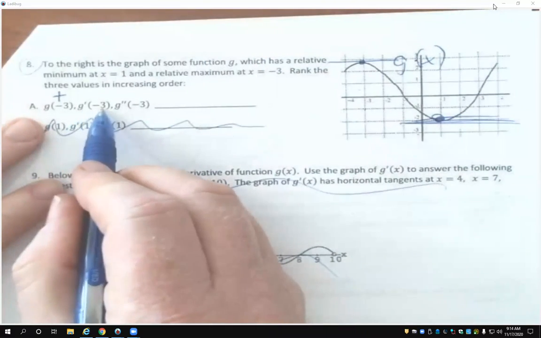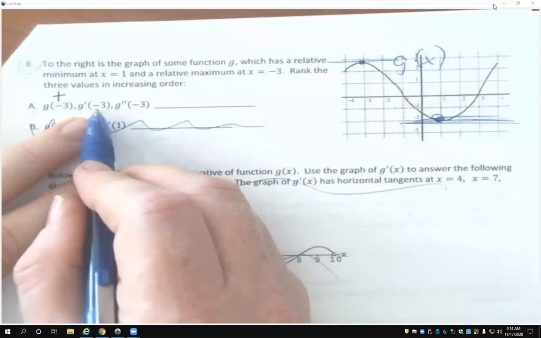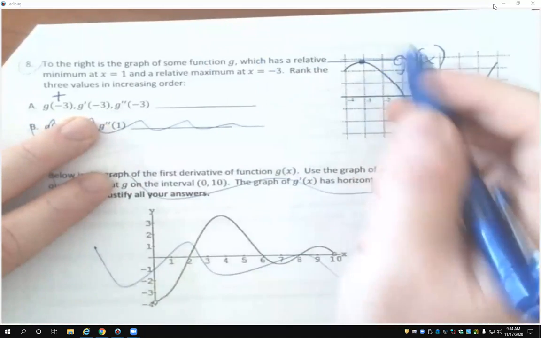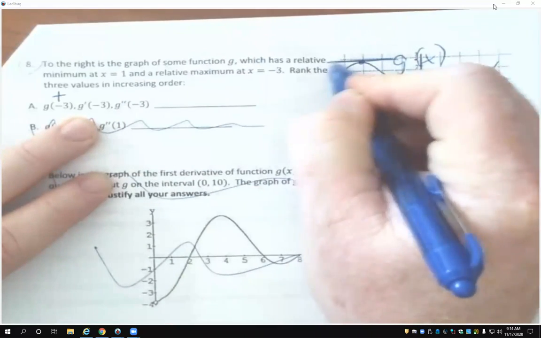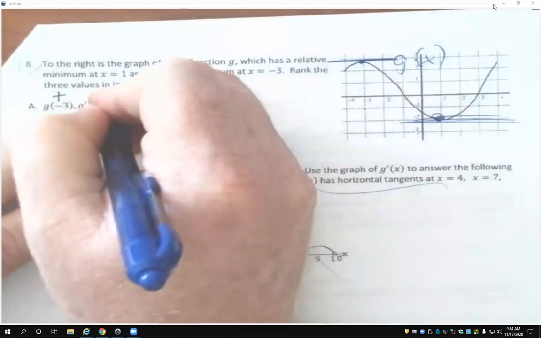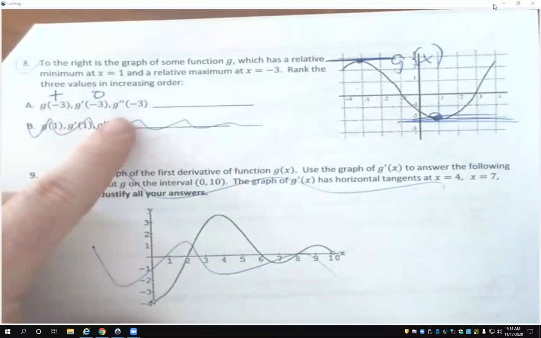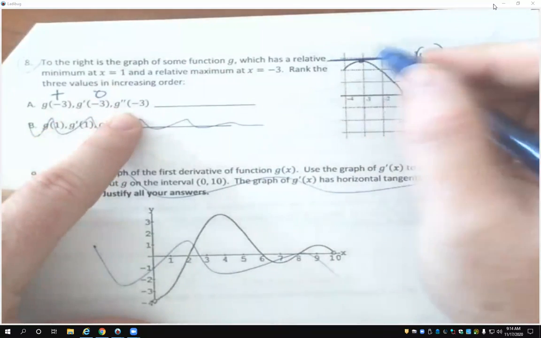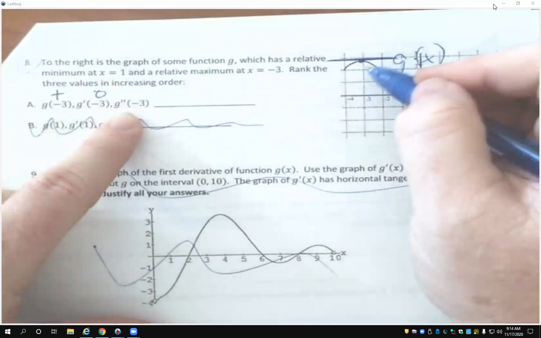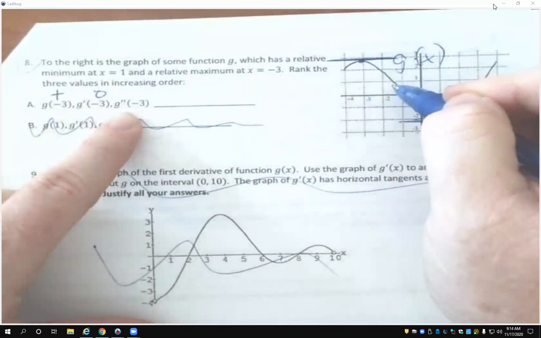G of -3 is the slope of G at -3. Well, it told us that we have a max there, which means the slope there is 0. And G double prime of -3 means what's the concavity at -3? Okay, and the concavity at -3 here is we're going to be concave down, right?